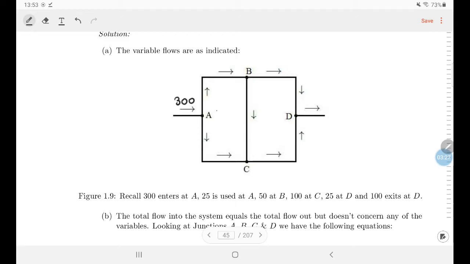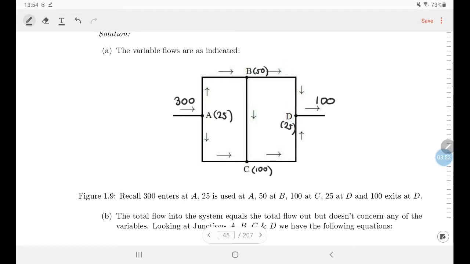25 is used at A. 50 is used at B. 100 is used at C. And then 25 is used at D. Now, in fact, you could let the flow out be a variable as well. And it will come out in the wash what it is. But if you look at it, there's 300 going in, there's 200 being used, so there's 100 exiting.